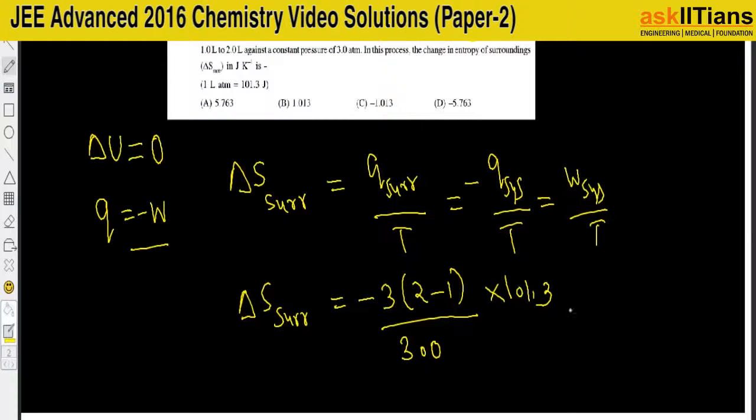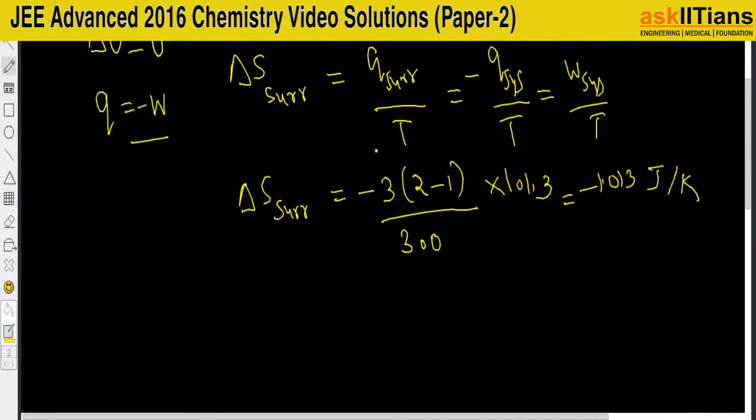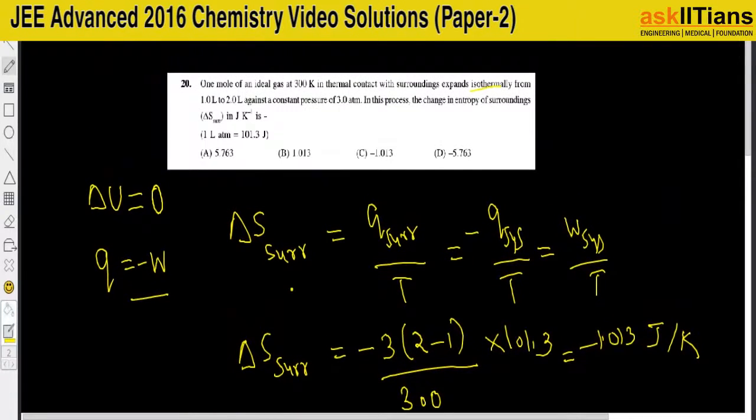So, and this will be equal to minus 1.013 joule per Kelvin. So you can see that out of these four options, my option C is correct, and hence I can say that C is the correct answer for this question. Let's move on to the next question.